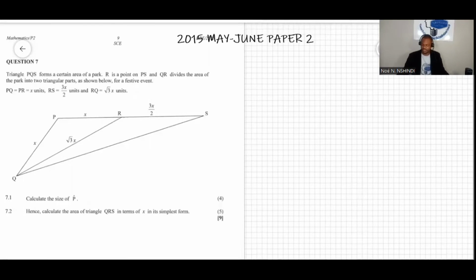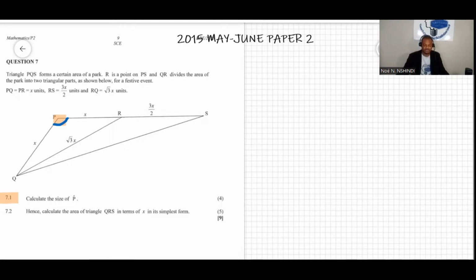Now 7.1 says calculate the size of angle P. So we need to calculate the size of the angle P, that angle. Now that we have two sides equal, x is given there, and another side is given. We need to find the angle. In this case, we can use the cosine rule.